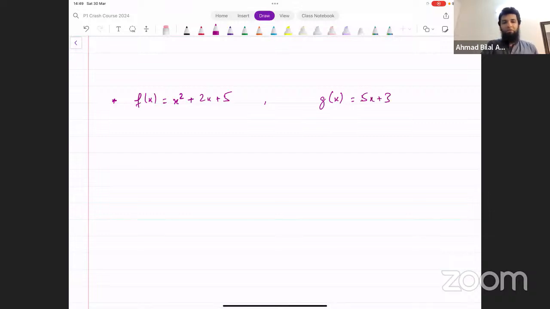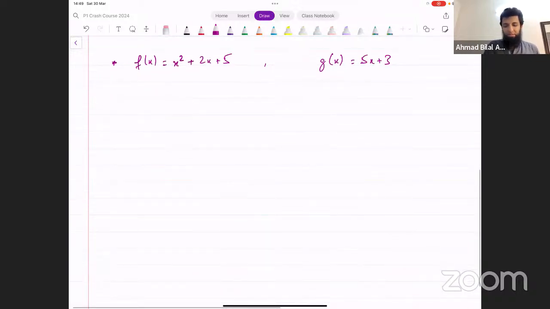Now, if I were to evaluate something like this, f g of x, this is what we call a composite function, f g of x. Now, what does this mean? How do we evaluate a composite function? That's what we want to understand first. So we have one function f, another function g. We want to evaluate f g of x.